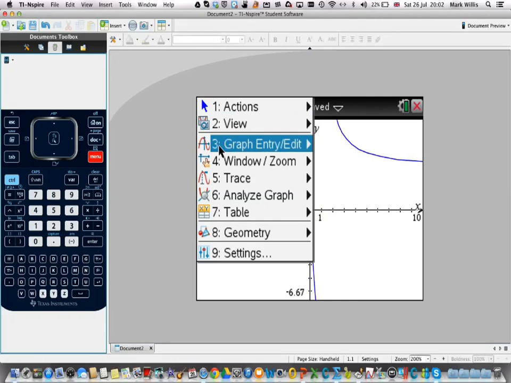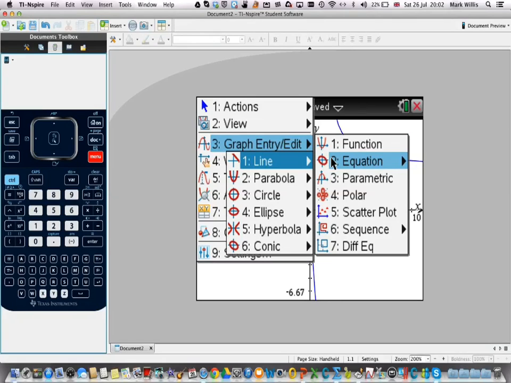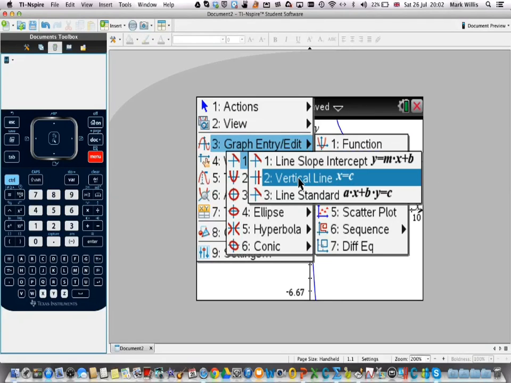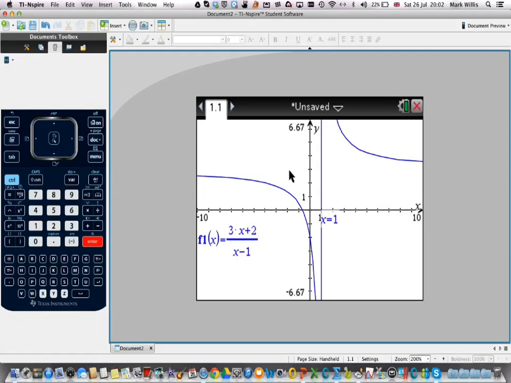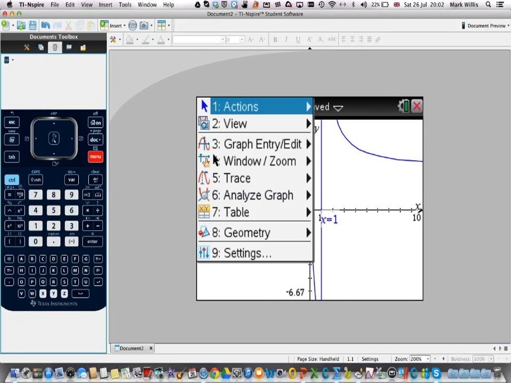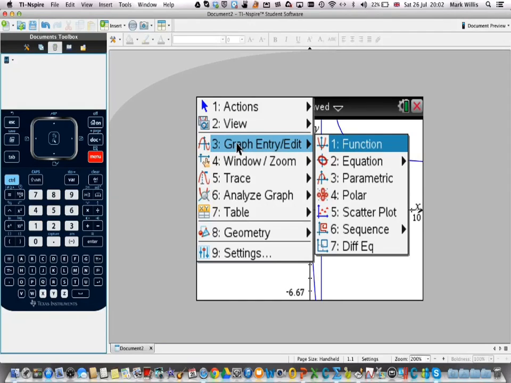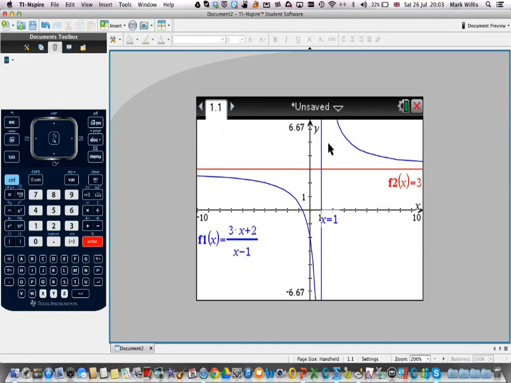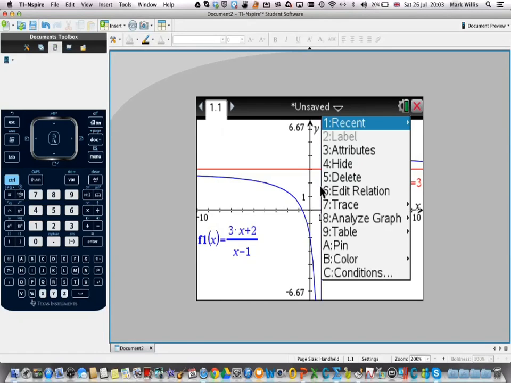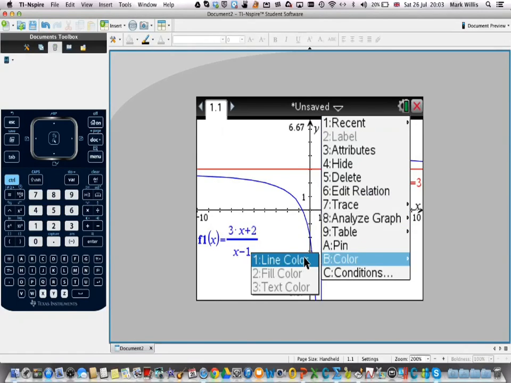Now it's possible to draw these asymptotes, so let's just do that. Menu, number 3. So for the vertical one you need to go to equation and line, and the vertical line x is equal to c, so we want x is equal to 1. And the horizontal one, we just want to go to the normal function and put in y is equal to 3. Now they're all a similar colour, so it'd be a good idea to change them. So selecting the line, on your calculator to do this we need to do control and menu with the line selected. That gives you right click. Go down here to B, you can change the line colour. I'm going to change it to green.